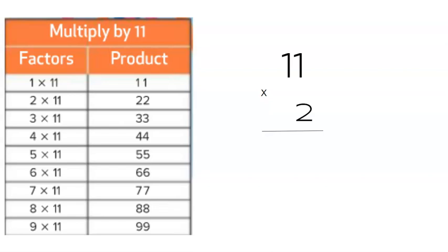So if we have 11 times 2, for example, first we're going to do 2 times 1 in the ones place, and that equals 2. And then we'll do 2 times the 1 in the tens place, and that equals 2 as well. So that means that 11 times 2 is equal to 22.